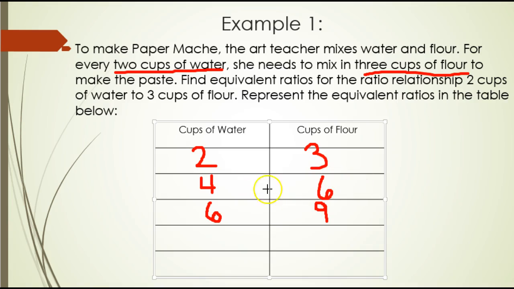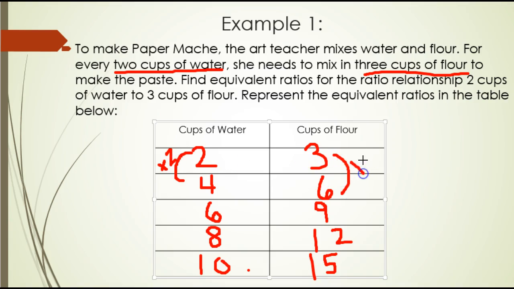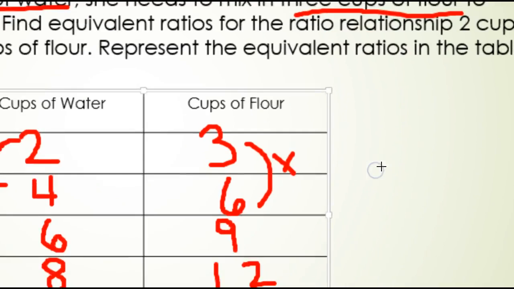So now I'll multiply both numbers by 4. 2 times 4 gives me 8. 3 times 4 gives me 12. So for 8 cups of water, I'm going to have 12 cups of flour. And then let's multiply both numbers by 5. 2 times 5 gives me 10. 3 times 5 gives me 15. So I can say for 10 cups of water, I would have 15 cups of flour. And that's just to show that I'm doing the exact same thing to both sides when I'm multiplying and getting equivalent ratios.